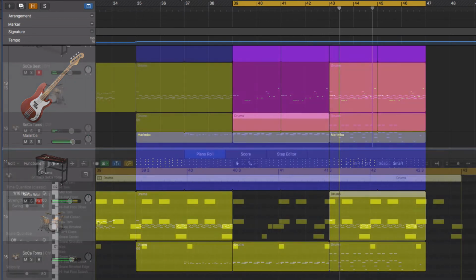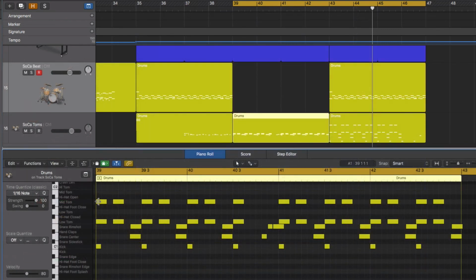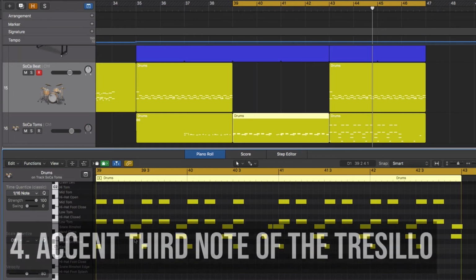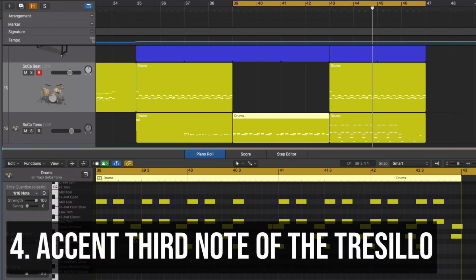Slightly different. We're using toms and we're playing on the 1 and then the ah for the low sounds for the toms or the kick. And then on that and of 2, we're playing a snare. And I would usually do a flam or an accent or something like that. And that actually brings into my next idea, which is accenting the 3rd note of that Tresillo.